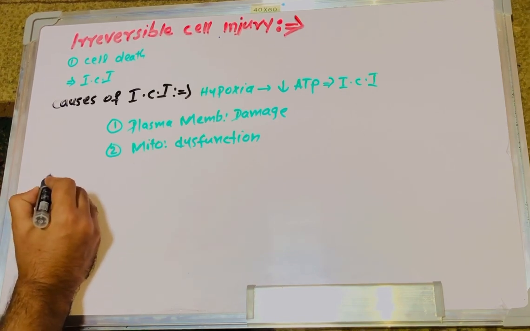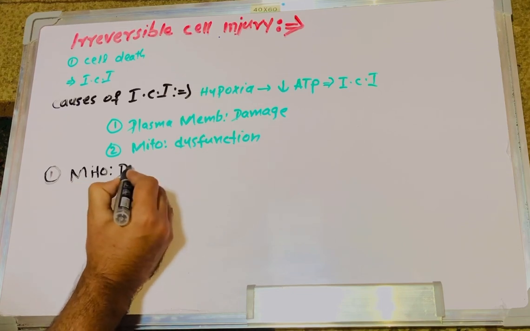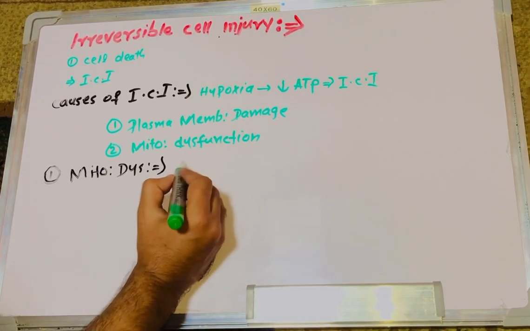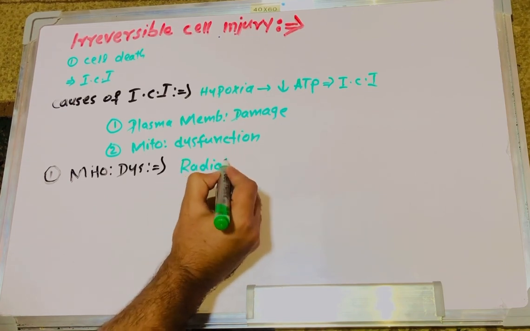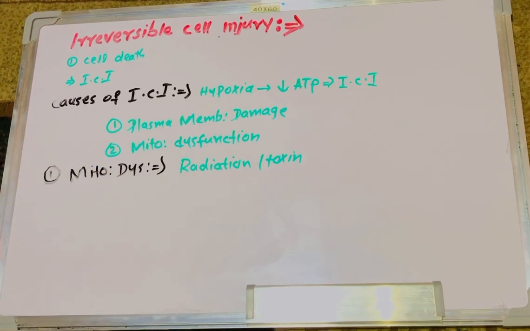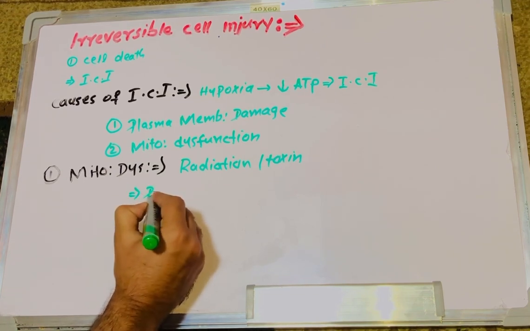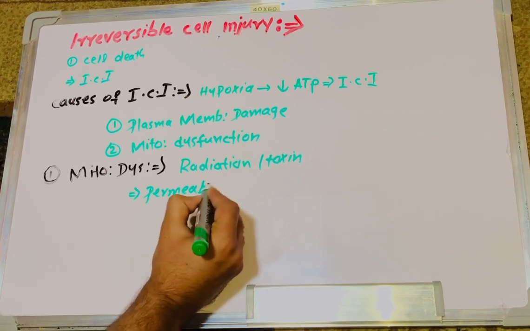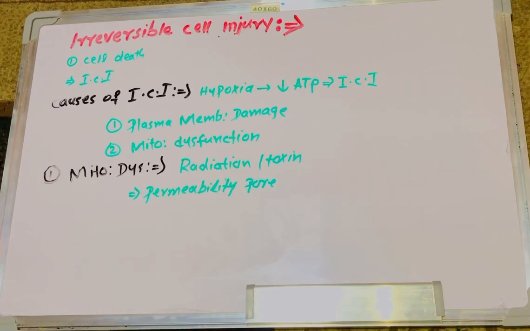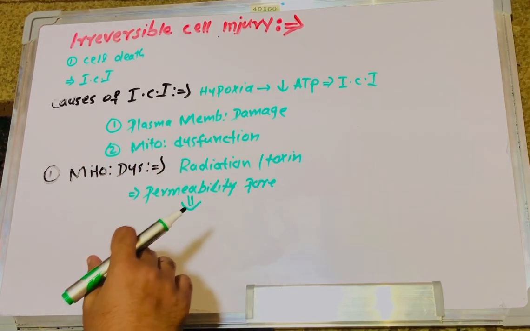What occurs in mitochondrial dysfunction? Mitochondria are very sensitive to many types of injurious stimuli like radiation, toxins, etc. When there is damage to mitochondria, it leads to the formation of permeability pores in the mitochondrial membrane. When pores develop in the mitochondrial membrane, it leads to loss of membrane potential.